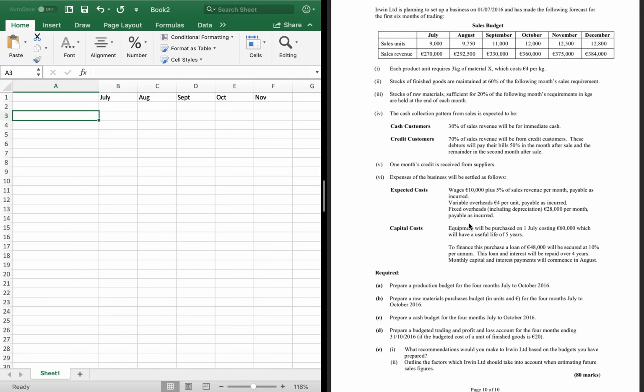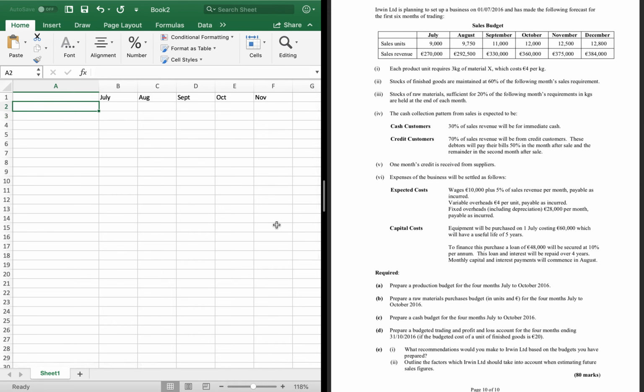So let's get it started. Prepare production budget for the 4 months, July to October. Now you'll see I also have November in here. You're going to need November to work out a load of areas of the question. There won't necessarily be marks going for November, but you're going to need to work it out. Anyway, you're asked to do a production budget.